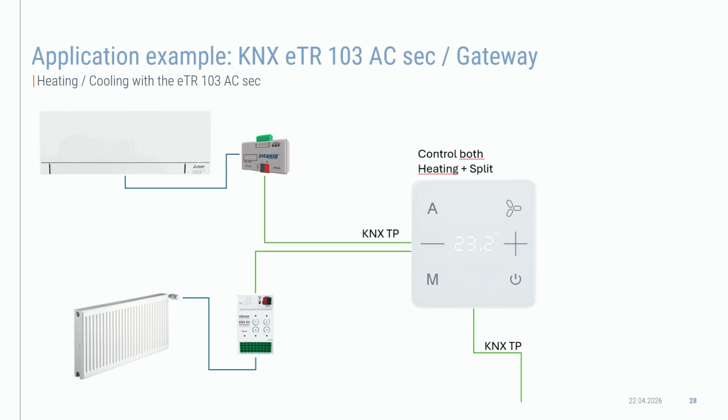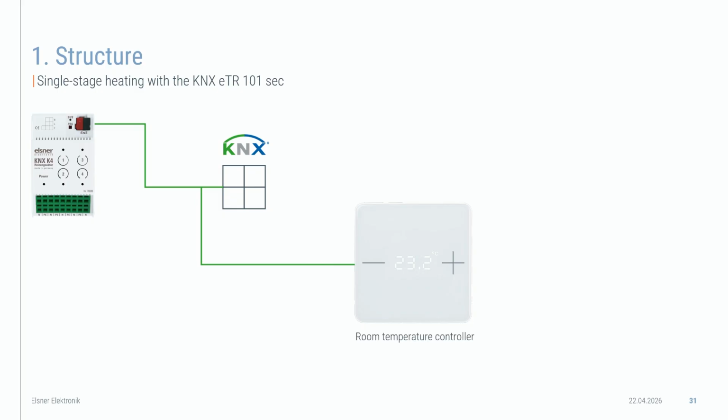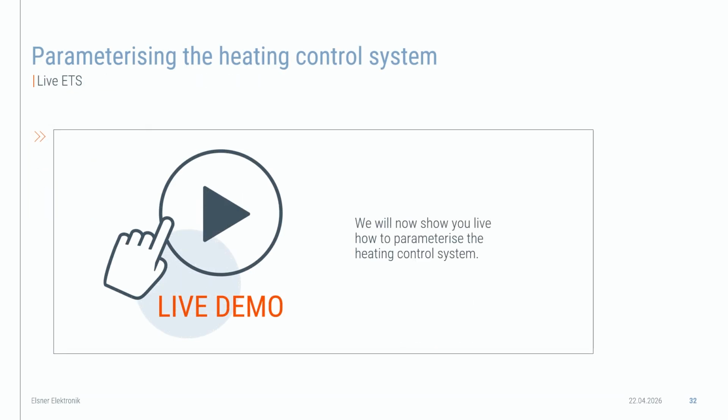It goes deeper into the technical details because we look at a lot of examples from the configuration in the ETS. Okay, so hello again, and here we'll take our first example on the ETS configurations. For the first example, we will be configuring the ATR101 secure for a single stage heating system with a heating actuator. So I will go directly to the ETS.